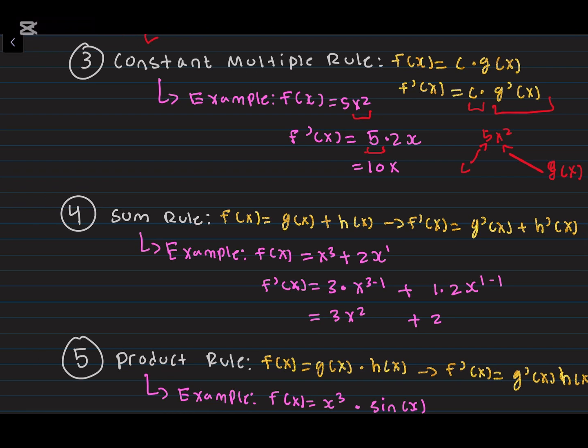What is the derivative of x squared? Remember, we can apply the power rule for this. We take the 2 and move it to the front, so that becomes 2 times x to the power of 2 minus 1. So this becomes 2x. And then when you multiply 5 times 2x, you get 10x. So the derivative of 5x squared is simply 10x using the constant multiple rule.